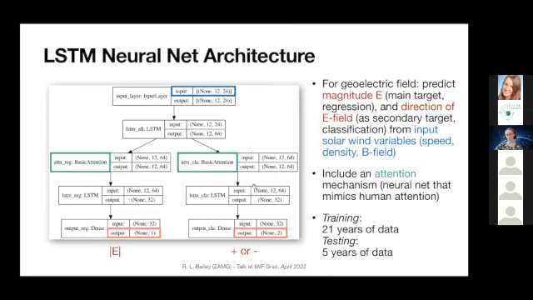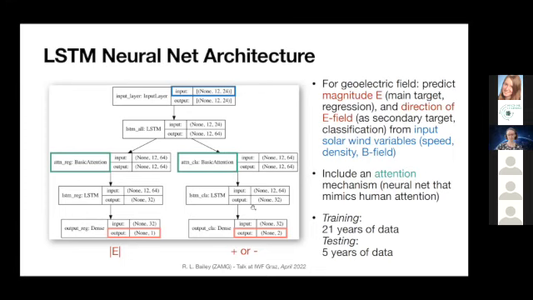The second task, which was more an auxiliary task, or a secondary one, was to output the direction of the geoelectric field. Because as I showed in the formula before for calculating the GICs, the direction of the field is also important to calculating the scales of GICs. It's not just a linear combination of the 2 components of the geoelectric field.